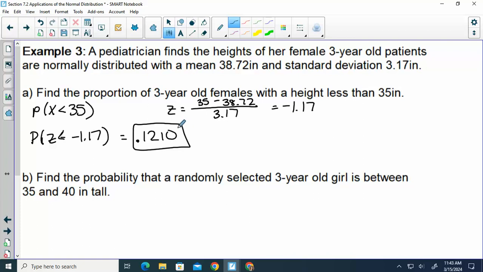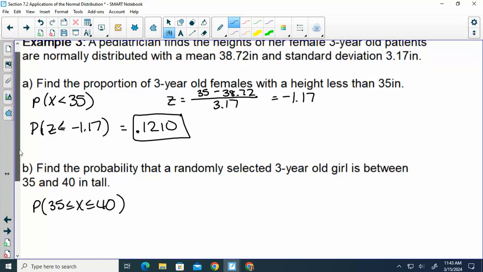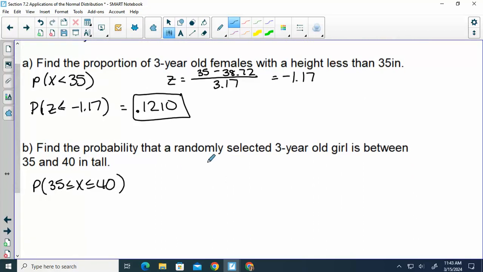So B, I want the probability that the height is between 35 and 40. So 35 less than x less than or equal to 40. And technically with the normal, it doesn't matter if it has equal to's or not. It's the same probability. So what do I have to do? Yeah, we need the z for both of them. We already know the z for the 35 because we found it on part A.